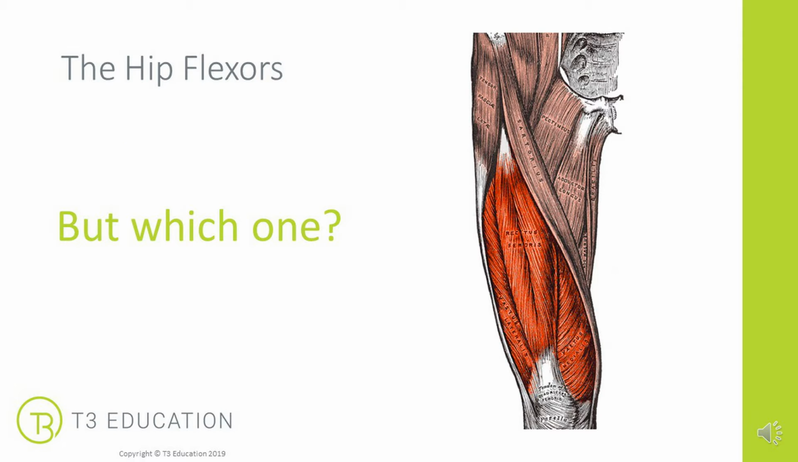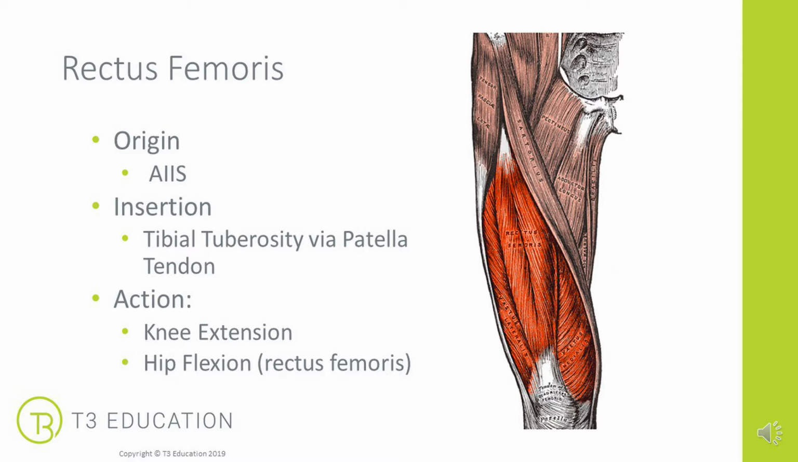And this comes down, as always, to a thorough assessment, asking where your client feels pain, getting them to show you, and then palpation will also help play a part as to where exactly and what muscle has been strained. So we're going to take a quick look at a rectus femoris hip flexor strain, which is probably the most common. It originates at the front of the pelvis on the anterior inferior iliac spine. It comes down the front of the thigh and inserts into the tibial tuberosity on the tibia via the patella tendon. So, its action is hip flexion, but also extends at the knee.